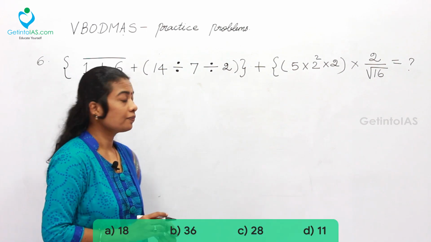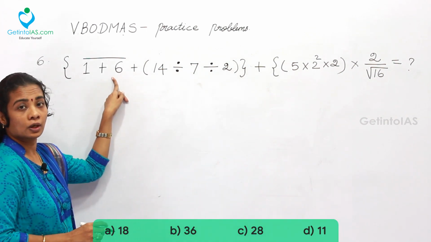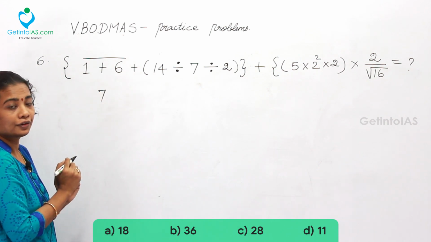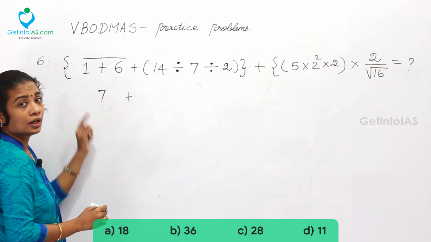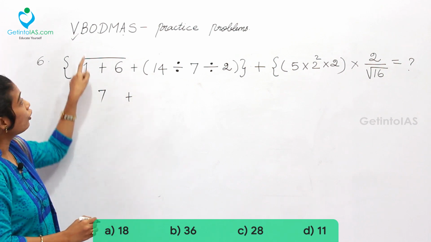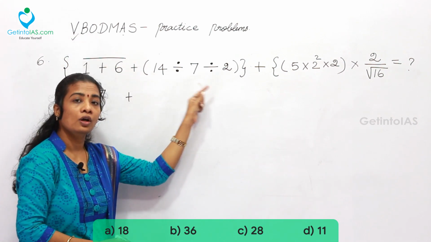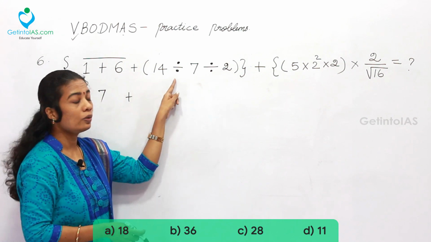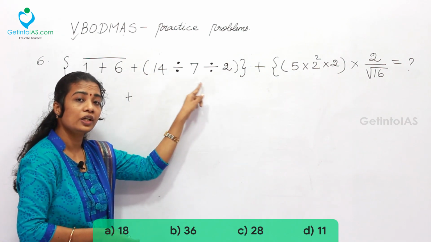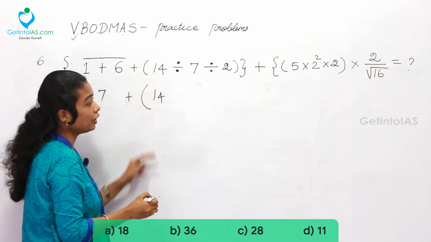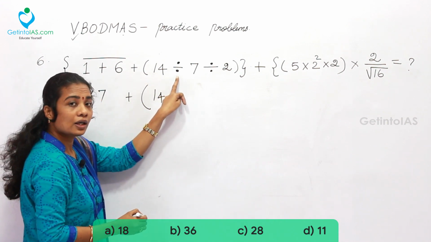The next problem. Here first of all, you will have to solve the vinculum. So 1 plus 6, which is 7. Directly I have taken. So plus, let it be. So after solving the vinculum, we want to focus on the bracket. In the bracket, 2 divisions are given. How to solve this? First of all, you will have to maintain the left to right order. So for that I am making within the bracket 14 divided by 7.